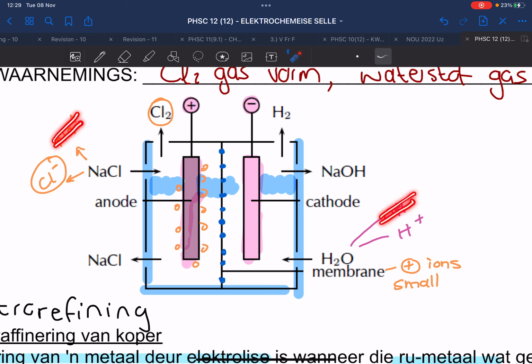What do we have left? We have H plus left. The H plus is not going to bind, it's just going to be there. And gas bubbles will also form. And what is the gas that's going to form there? Hydrogen gas.